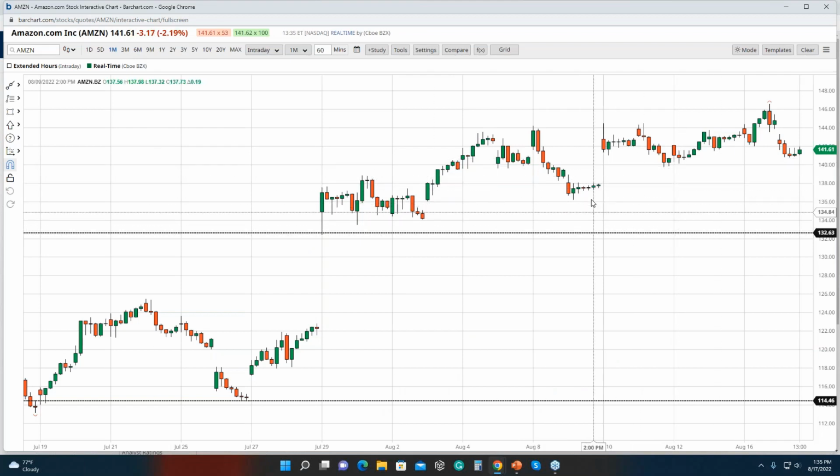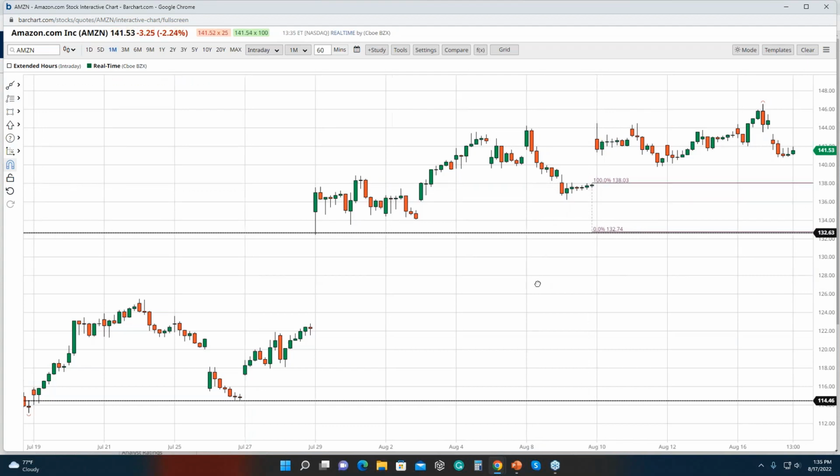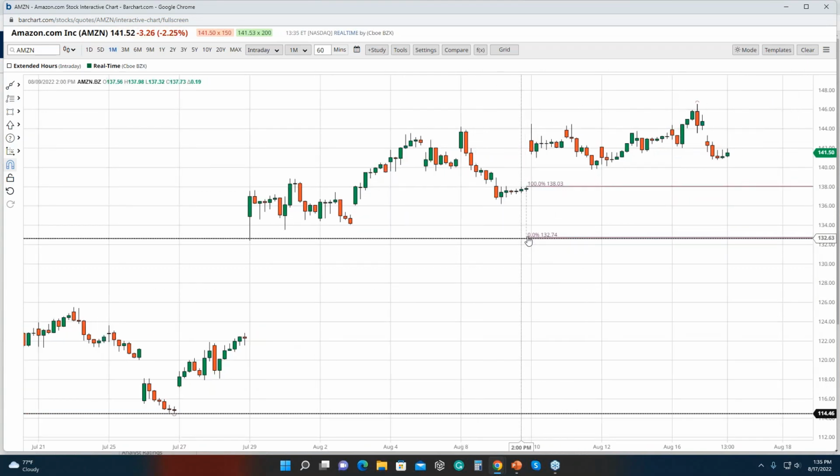So now, looking at where I might look for entries on a pullback at the smaller 60-minute time frame, I do see a couple of spots. Again, a lot of gaps in this particular stock. Here's a gap fill, and there's a little gap here. What I could do is say this is going to be my entry, and let me round this off a little bit. Just for trading purposes, let's say 138 is our entry, and then our stop again below here.